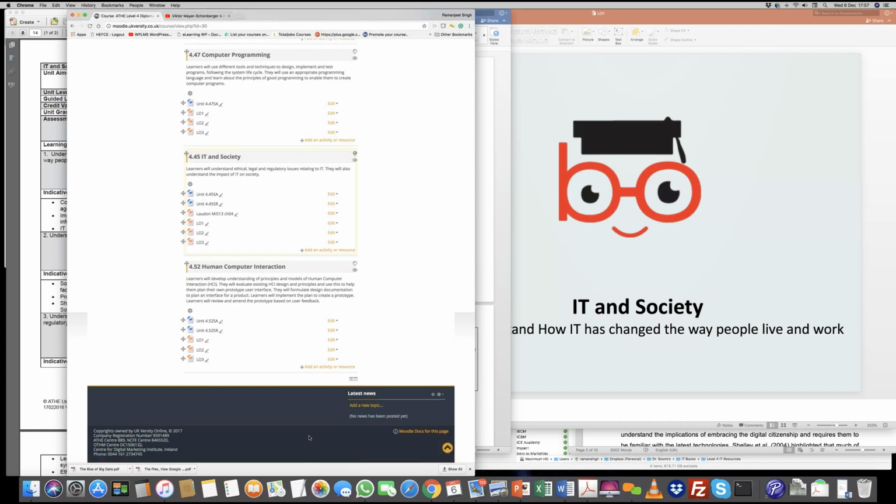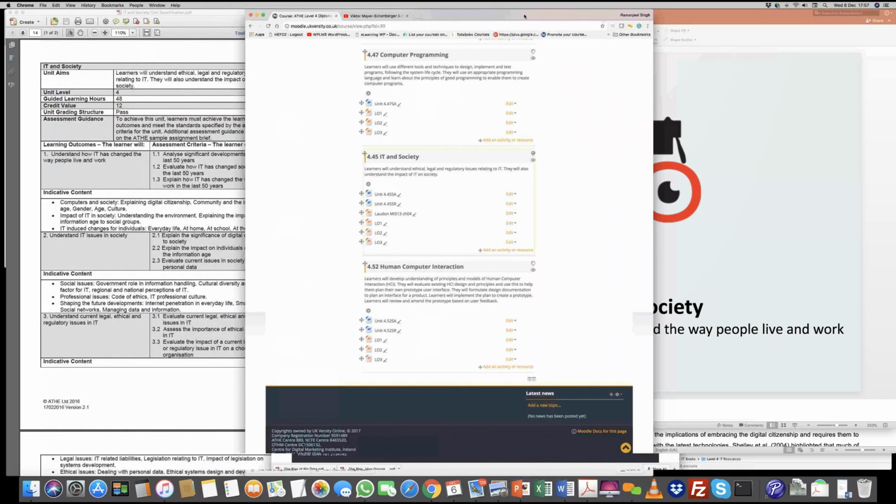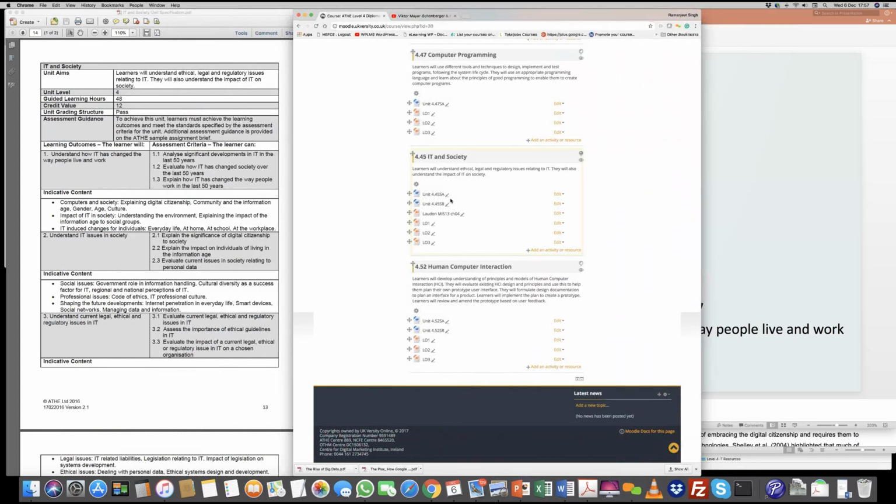Now, basically, there are 10 units in this qualification, which is the level 4 diploma in computing. We're going to start off with one of the easy units to begin with, which is IT and Society. In this unit, we are trying to understand the impact of IT, information technology in general. What impact has it had over the years, with regards to our lifestyle and our usage of technology and consumption of information.